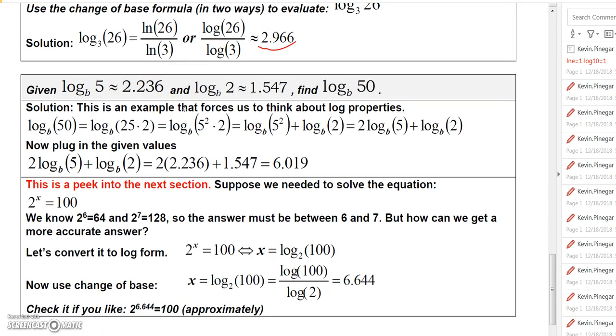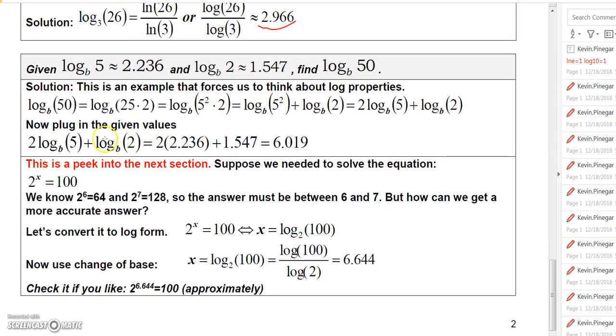And then I'm going to end on one last problem. Let's say that you had the log of 5 base b equal to 2.236. In other words, just say you were given this, and the log of 2 base b is 1.547. And let's say you want to find the log of 50 base b. Well, since you're given the log of 5 base b and the log of 2 base b, it seems to me like maybe you can write the log of 50 base b as some sort of combination of 2 and 5. Well, actually I can.